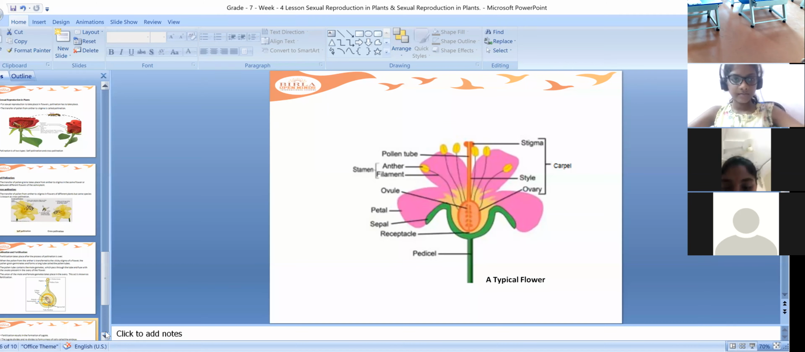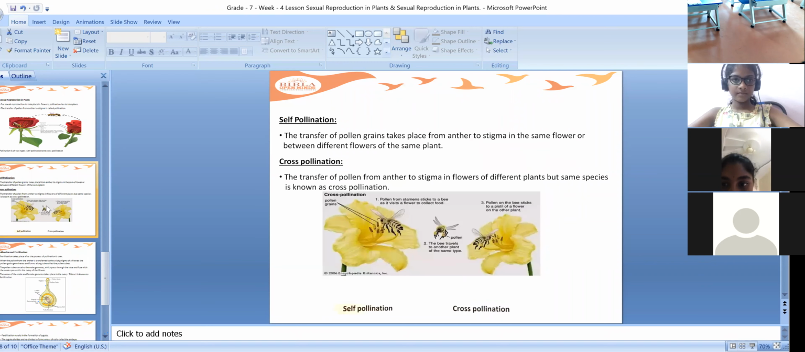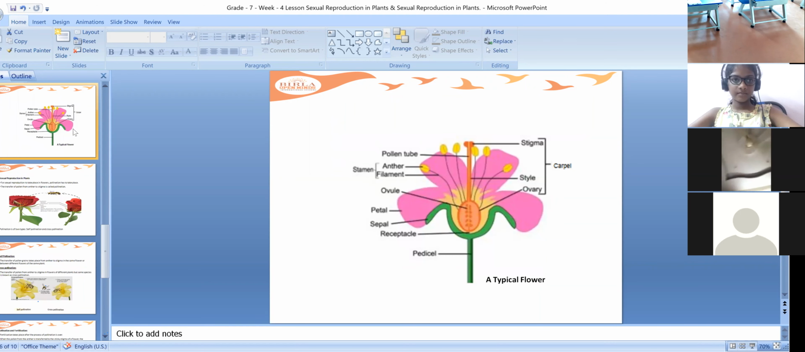And here the different types of process, like cross-pollination and self-pollination. What is the difference between cross-pollination and self-pollination? In self-pollination, the transfer of pollen grains takes place from anther to stigma in the same flower. Like in this flower, there are two different parts, like this pollen grain. Here you can see this yellow color pollen grain. Here you can see the stigma. There is a hole in this tube. Yes, ma'am. A tube-like structure which has a hole here. Yeah, ma'am, I can see the hole.